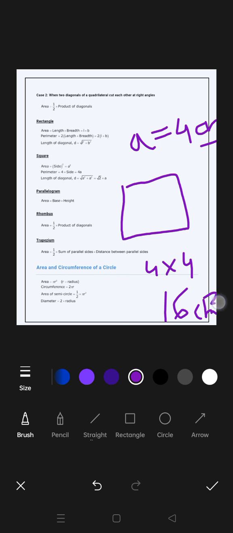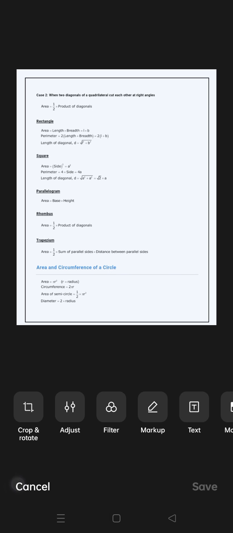This is the perimeter of a square. Next is the length of its diagonal. What is the length of its diagonal? That is d equals under root a squared plus a squared. Why a squared? Because the sides of the square are the same. So it is equal to under root 2 multiplied by a.